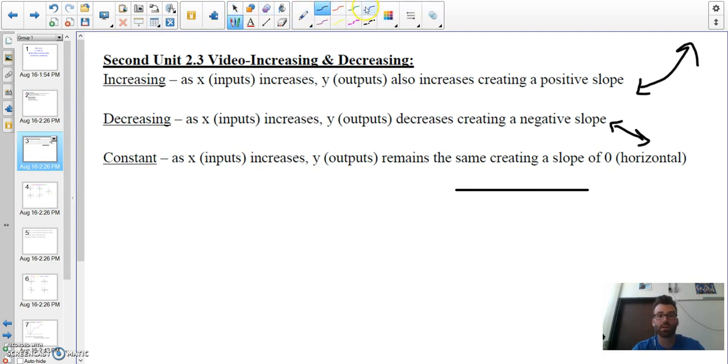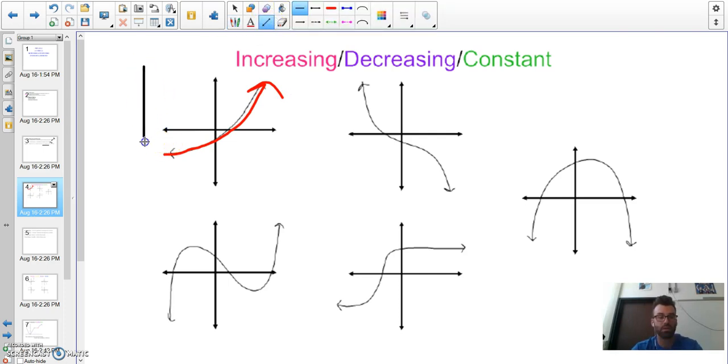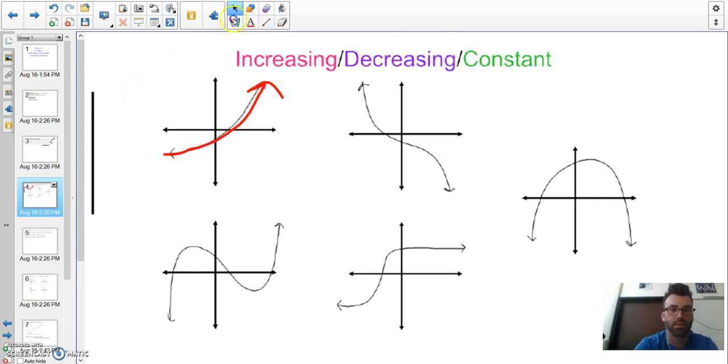So let's look at some samples. Let's try to identify increasing and decreasing intervals. Looking at this first graph, as I'm reading from left to right, I want to tell if our function is increasing, decreasing, or constant. Well, if I read from left to right, it looks as though my function is going up and away. As I go from left to right, my function is increasing. And it looks like it's always increasing.